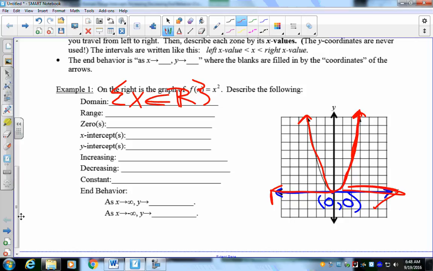Our range is going to be a little bit different. Okay, we're talking about y values, and there are two arrows, but they're both pointing in the same direction. So as x is getting bigger, so is y. It's going up and up and up. As x is getting smaller, y is still going up. So y is not our domain. Our range is not going to be all real numbers here.